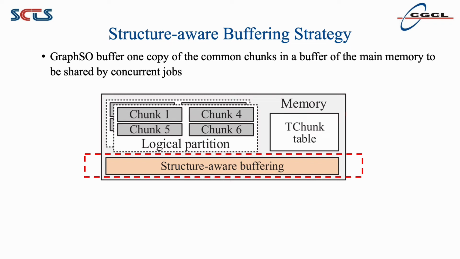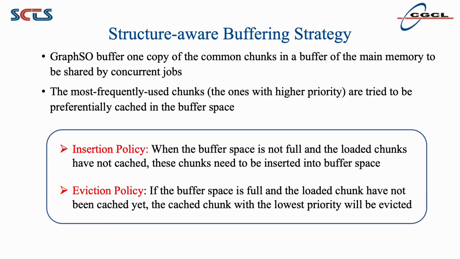GraphSO will build a buffer space in the main memory and judiciously buffer one copy of the common chunks in the buffer space to be shared by concurrent jobs. To enable the cached chunks to be effectively reused by more concurrent jobs, we customize an insertion policy and an eviction policy. When the buffer space is not full and the loaded chunks have not been cached, these chunks will be inserted into the buffer space. If the buffer space is full and the loaded chunk has not been cached yet, the cached chunk with the lowest priority will be evicted.